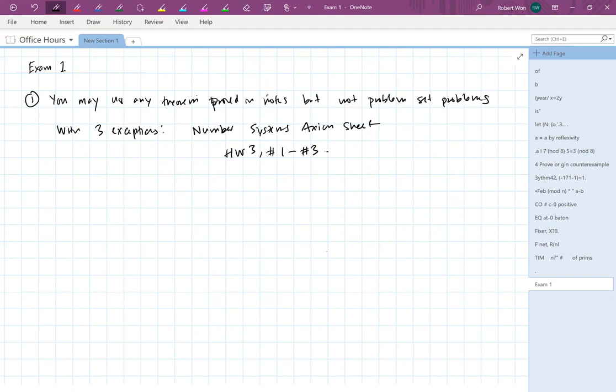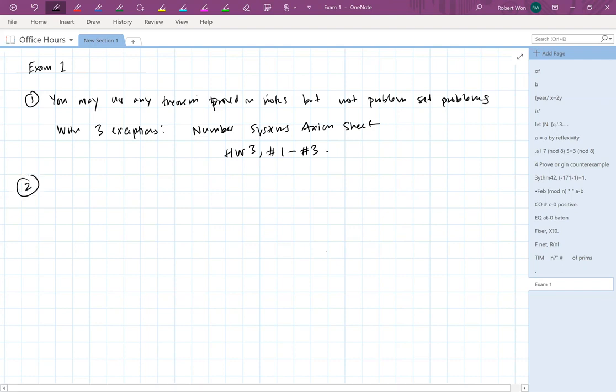And there will be one directly from axioms problem, where the directions will specifically say, on this problem, you may only use axioms and theorems that appear on the number system axioms sheet. And that includes those 3 homework problems. Otherwise, you can't use the results of any homework problems because you are not allowed to have your homework problems with you.